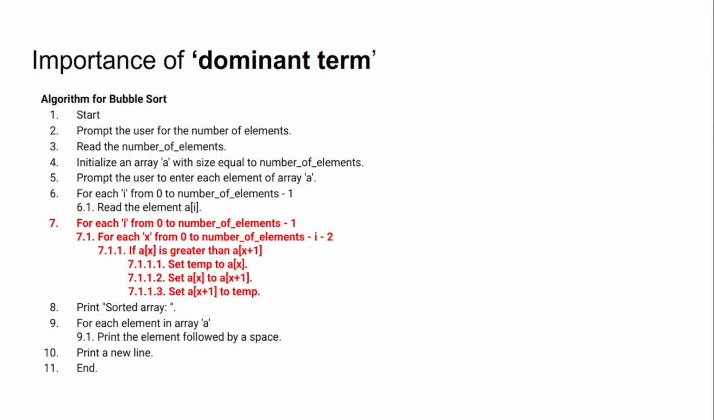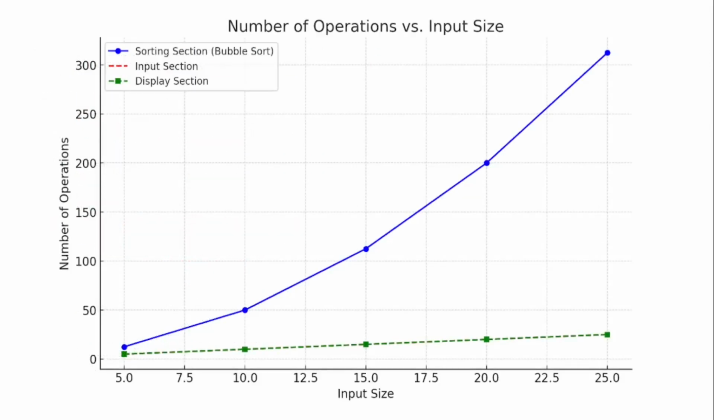other parts. Imagine adding more and more elements to sort. The time it takes doesn't just increase linearly, it grows exponentially because of our dominant term. This is why it's crucial to understand which part of your algorithm is the dominant term. It tells you how scalable your algorithm really is.